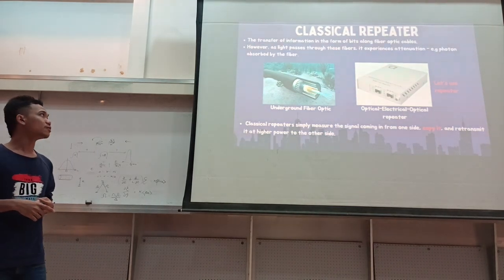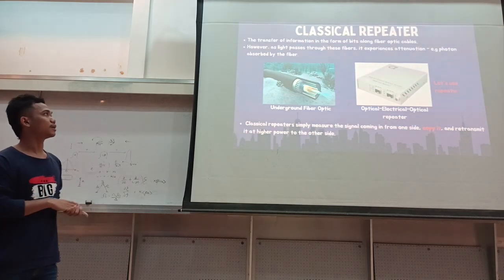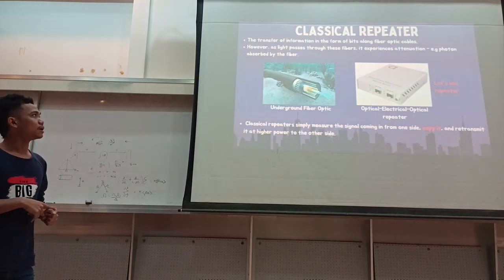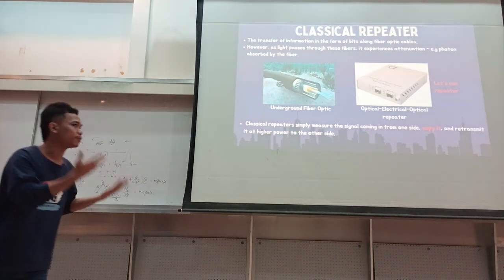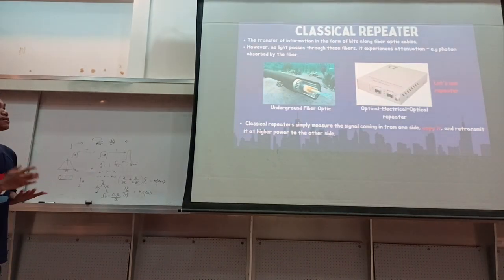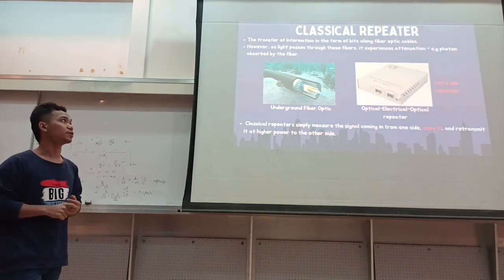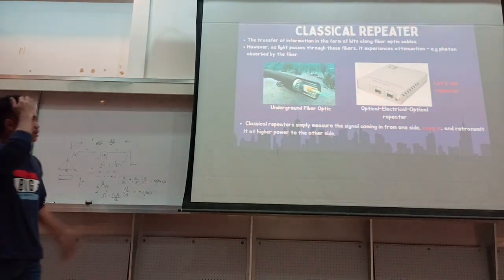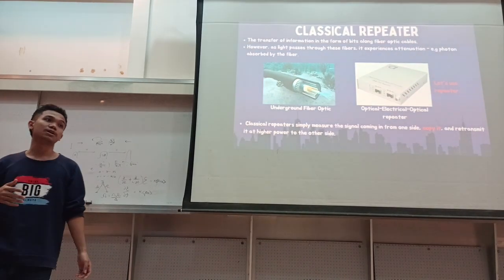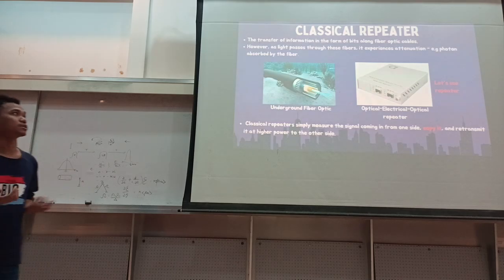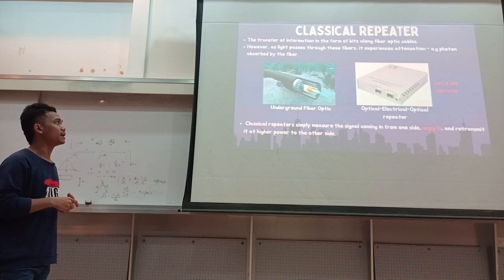So I guess everybody has seen or knows about repeaters. When we want to transfer information, for example in photons or using light, we need to have a channel. One of the options is to use a fiber optic cable. You can see over there, this is the underground fiber optics, but we know that this signal is susceptible to loss or attenuation, for example the photon or light absorbed by the fiber itself.